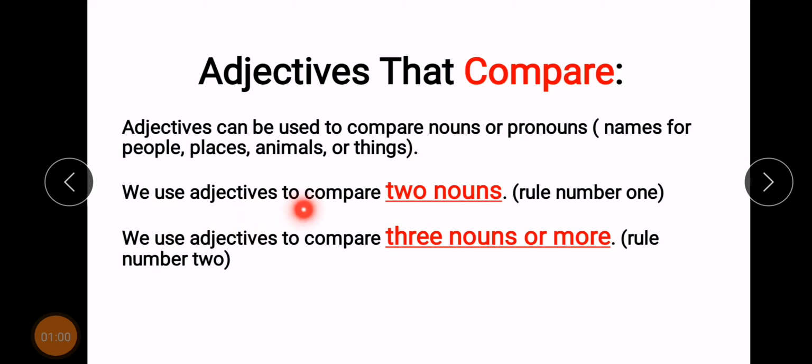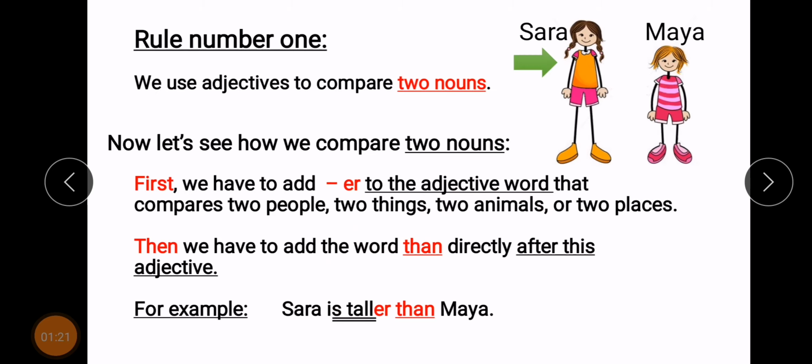We use adjectives to compare two nouns. This is rule number 1, comparing two nouns. And we use adjectives to compare 3 nouns or more. This is rule number 2. So we have 2 rules here, comparing 2 nouns and comparing 3 nouns or more. Let us start with rule number 1. We use adjectives to compare 2 nouns. Now let's see how we compare 2 nouns.